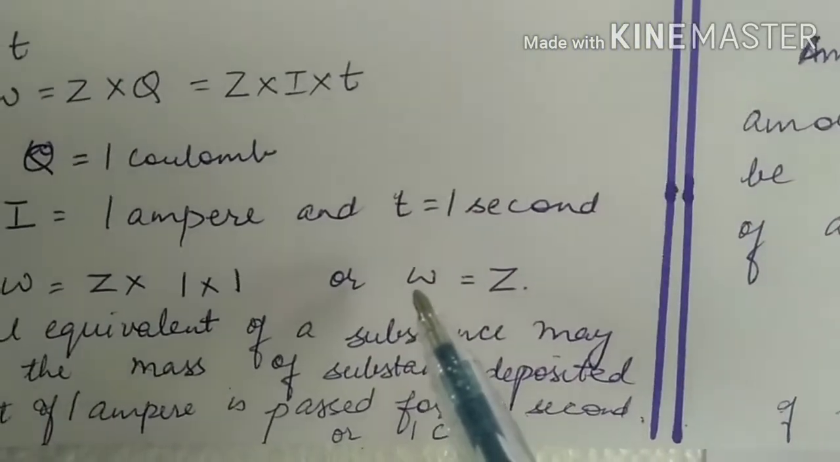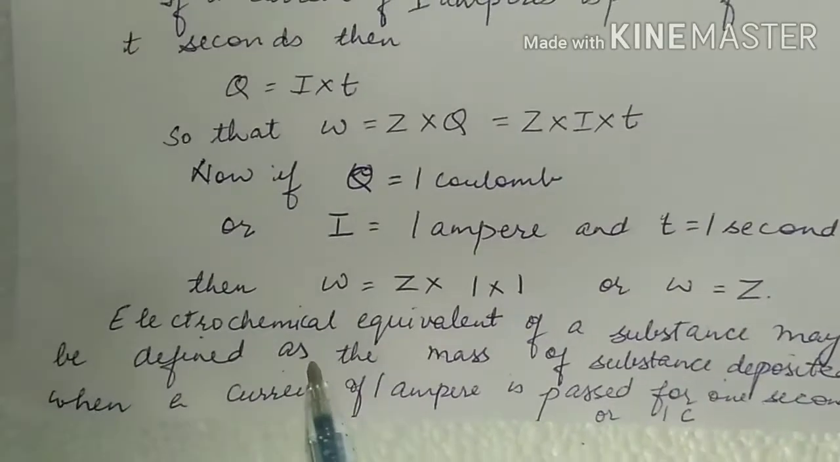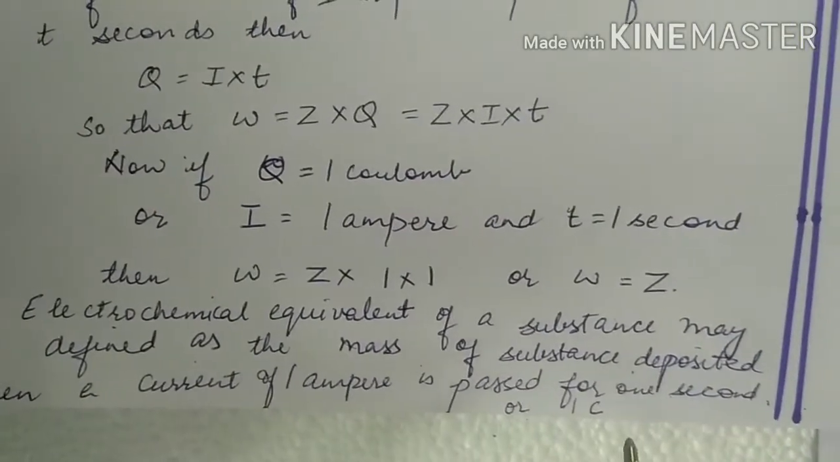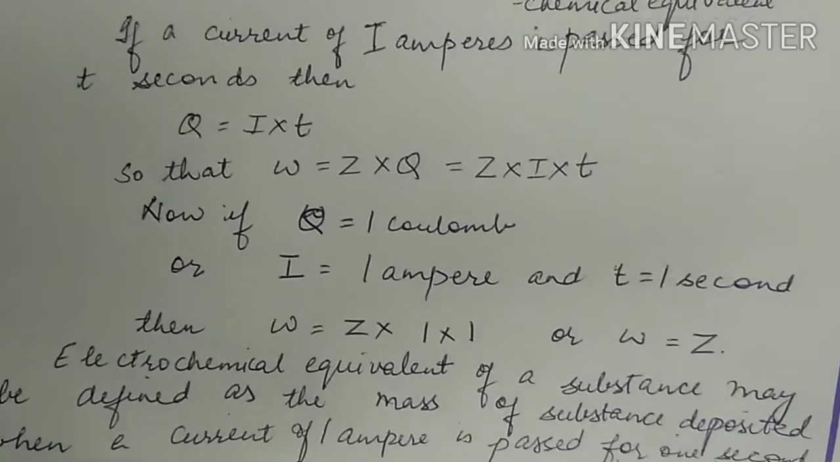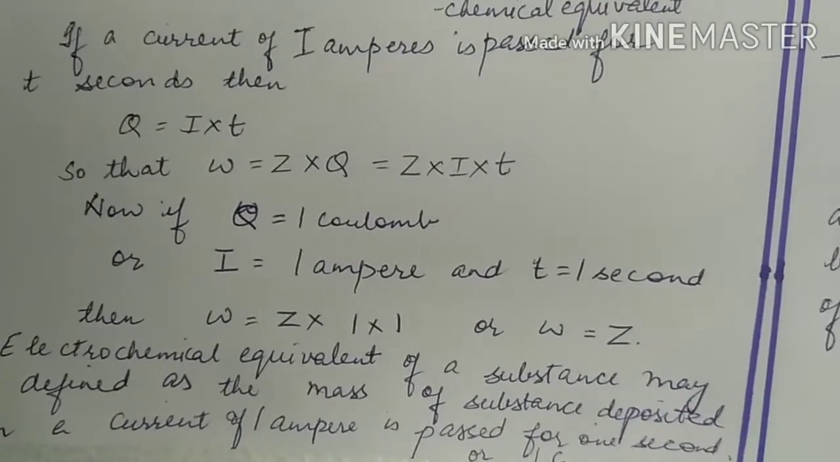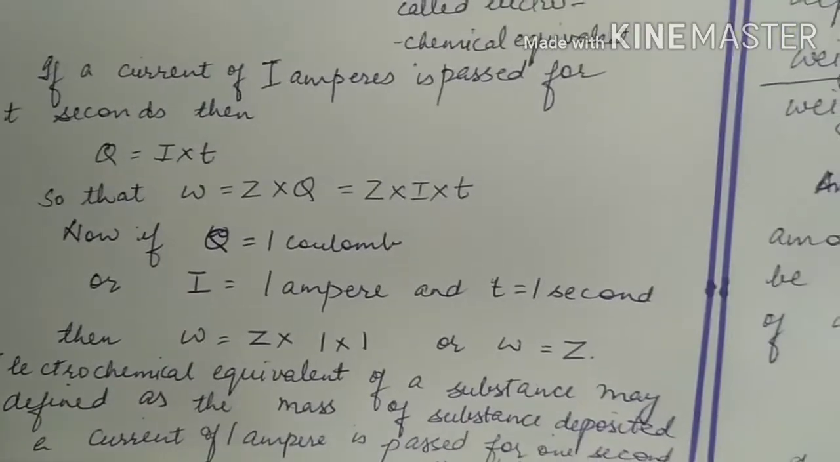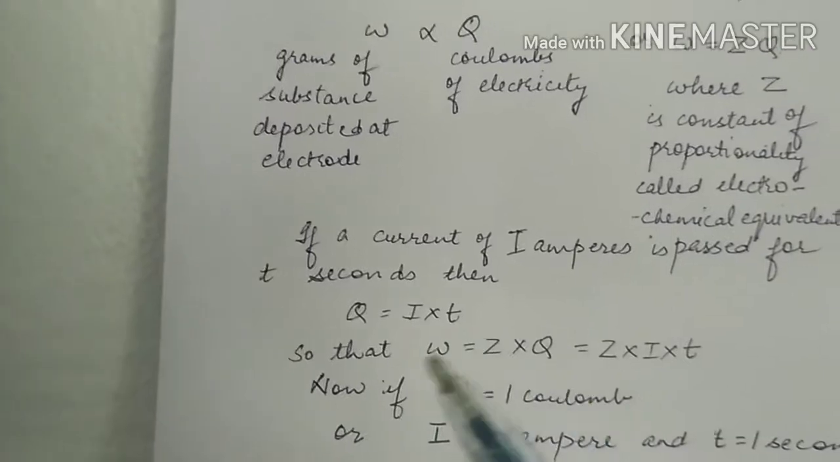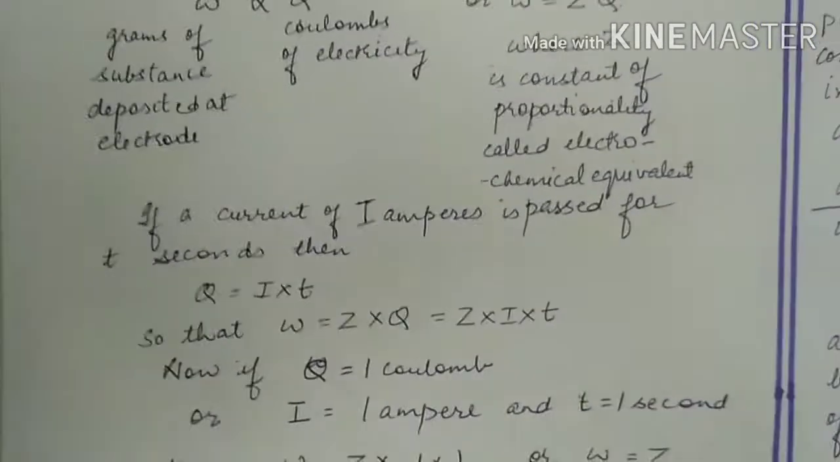It is the weight of substance that is liberated or deposited when a current of 1 ampere is passed for 1 second. It is called electrochemical equivalent. This is the first law of electrolysis. The relationship is W is equal to ZIT.